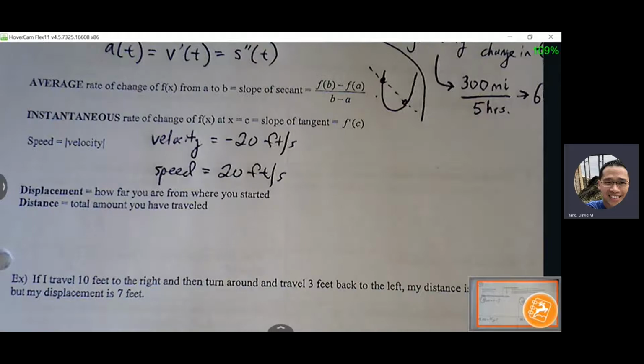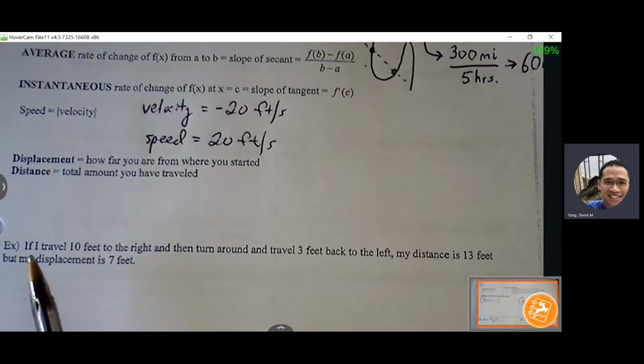Okay, displacement. Displacement is how far you are from where you started. But distance is the total amount you have traveled. So distance and displacement are very much one and the same unless there's backtracking involved. So if someone's traveling back and forth, backtracking along their path, then their distance will be further than their displacement.